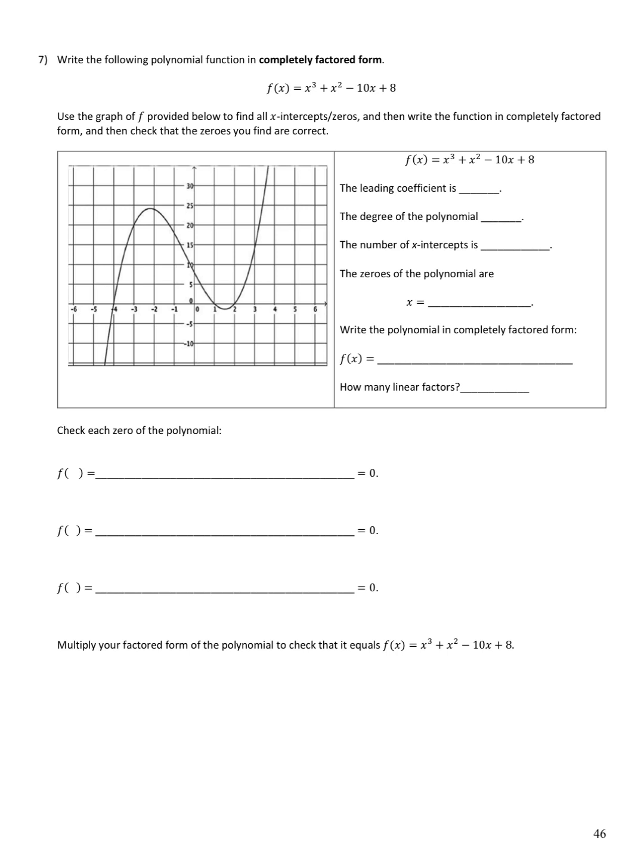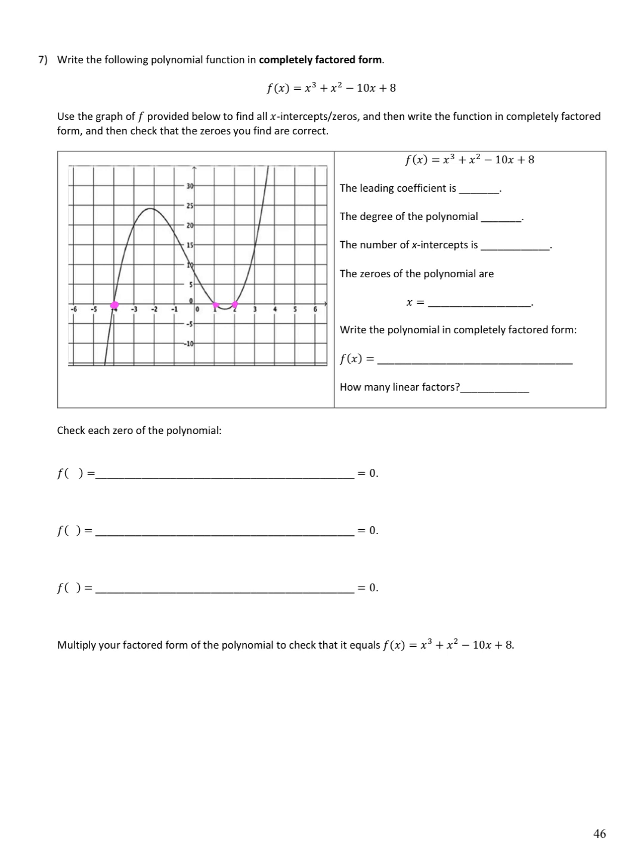Number 7, write the following polynomial function in completely factored form. So I have a cubic, x cubed plus x squared minus 10x plus 8. Use the graph of f to find all x-intercepts or zeros, and then write the function in completely factored form. Then check that the zeros you find are correct. Okay, so it looks like -4, 1, and 2. I've got 3 nice zeros, and there should be exactly 3 zeros for a cubic function.